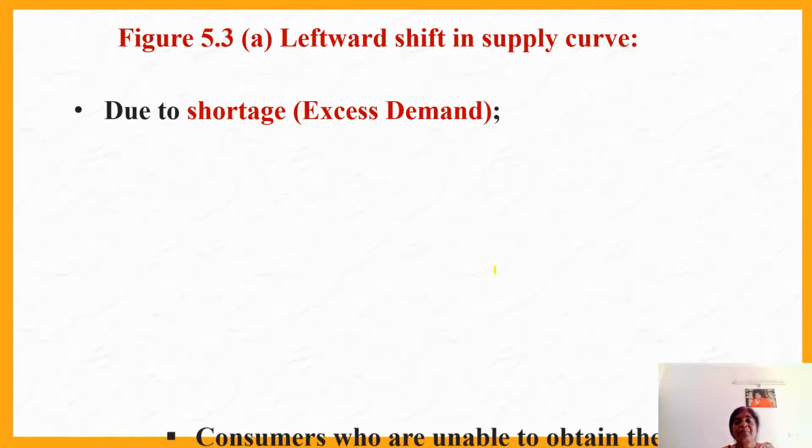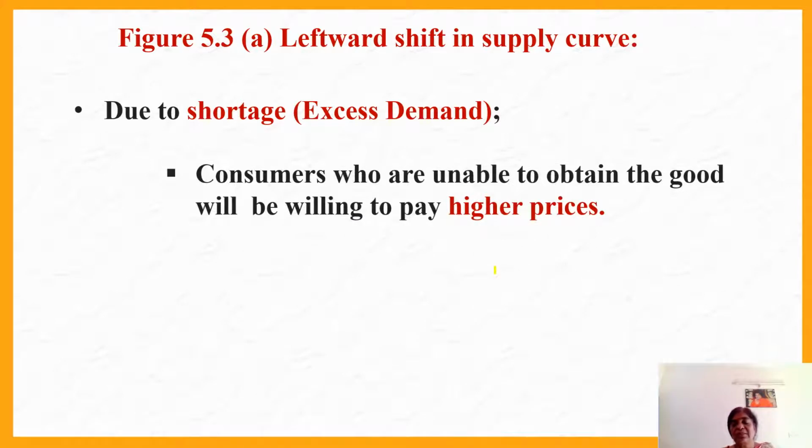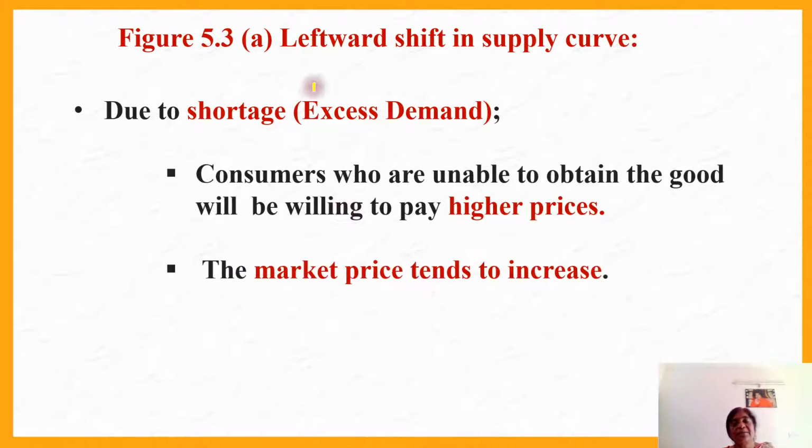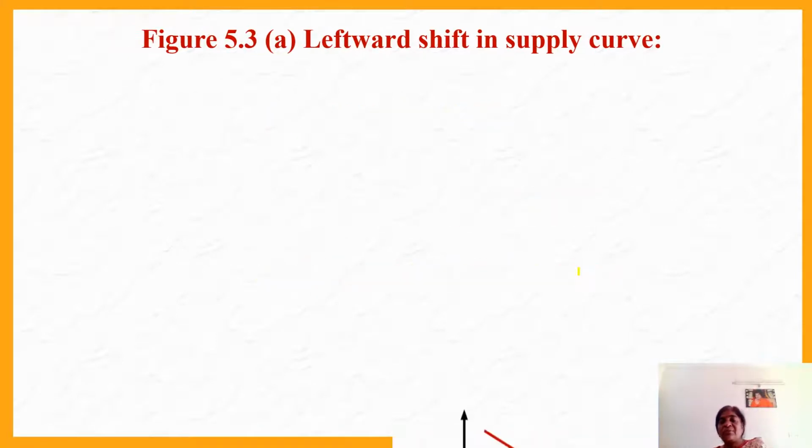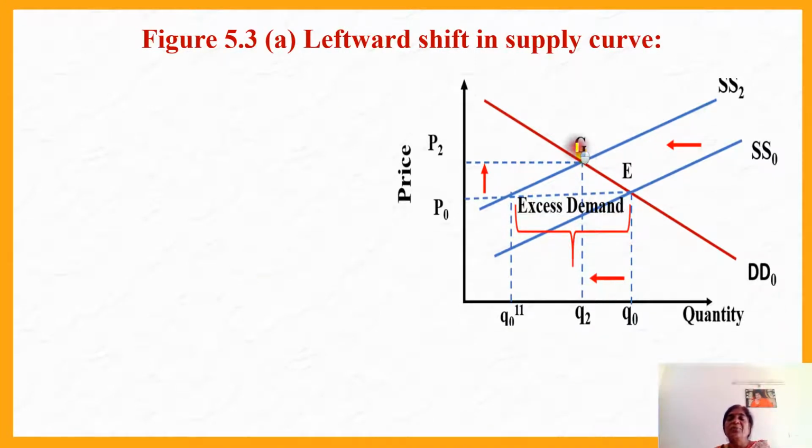And now, what will happen when there's a shortage in the market? The consumers will tend to pay higher prices because of the shortage. Therefore, as a result, what will happen? The market price tends to increase. Therefore, we will get a new equilibrium now, G.